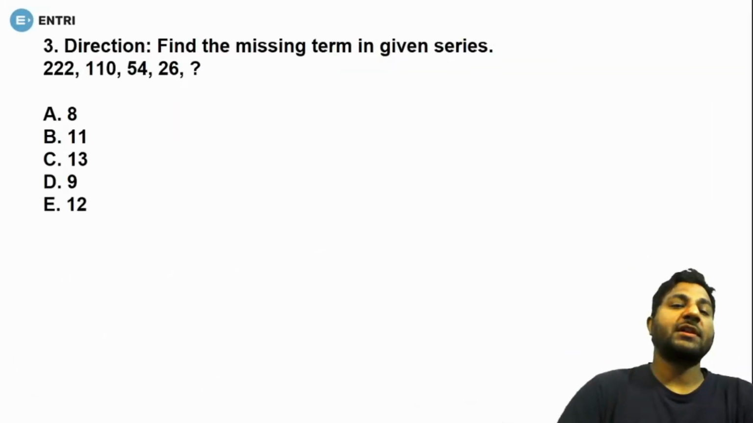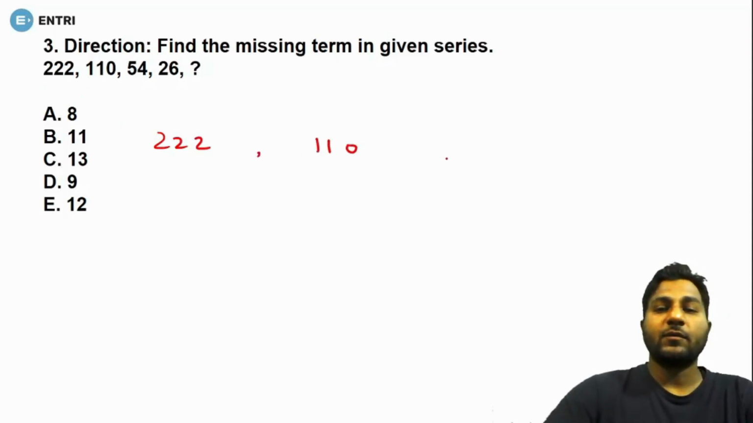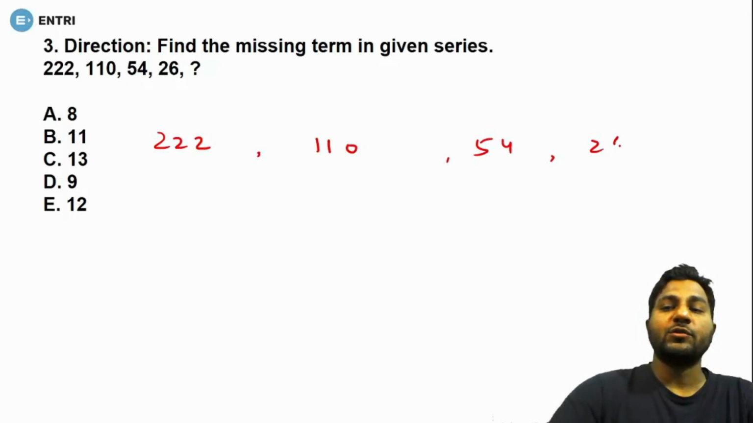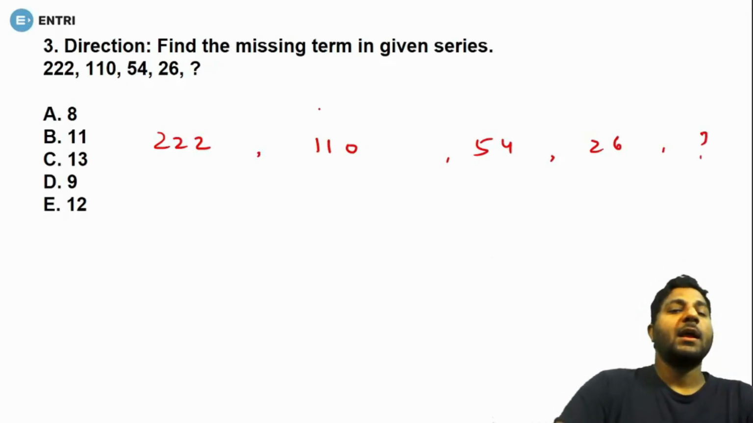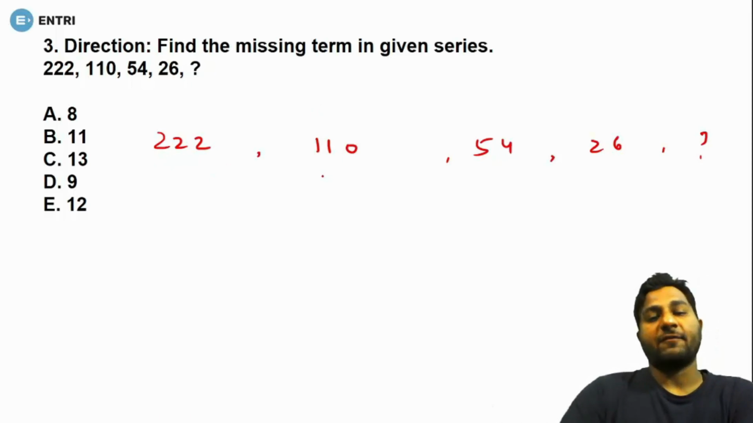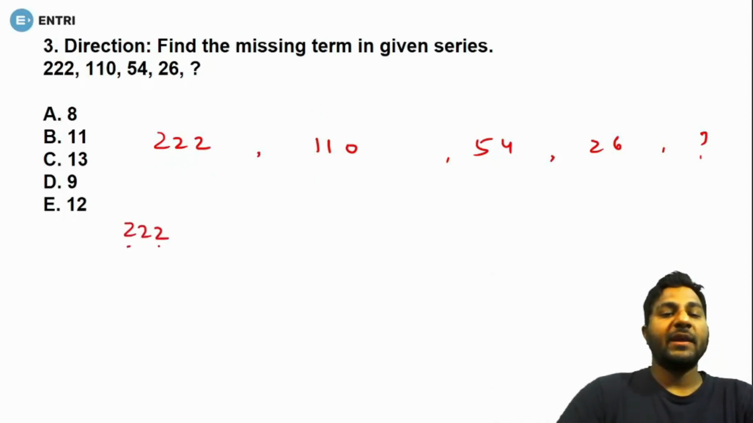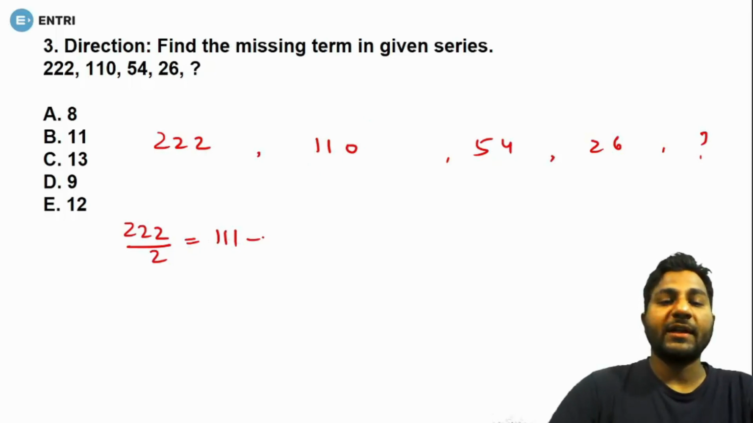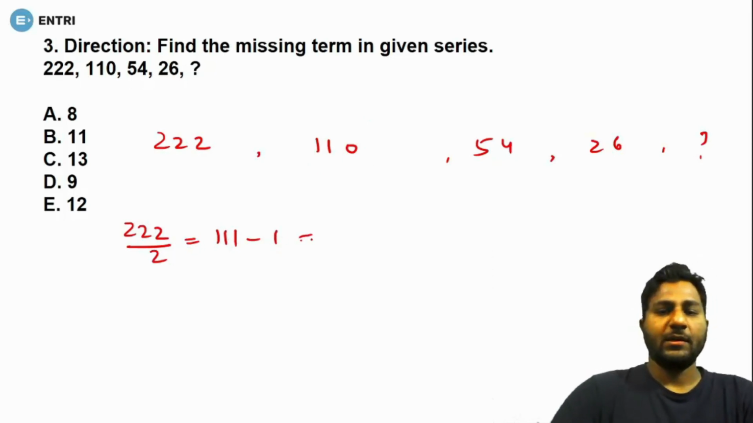The next question says, look at this. From 2 to 2, it goes to 1 1 0. It goes to 5 4. It goes to 2 6, and the next one is a question mark. How will you say? You will clearly see that it is going half of the previous number. Look at this. When we halve 2 to 2, we will get 1 1 1. But here, look at this. We are getting 110. That means let's subtract 1. You will be getting 110.